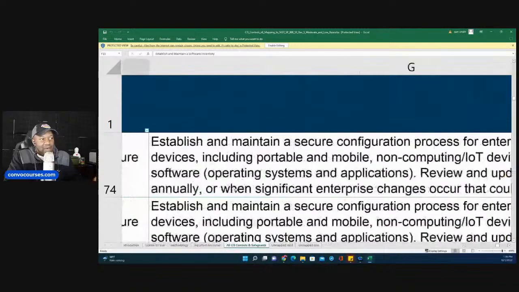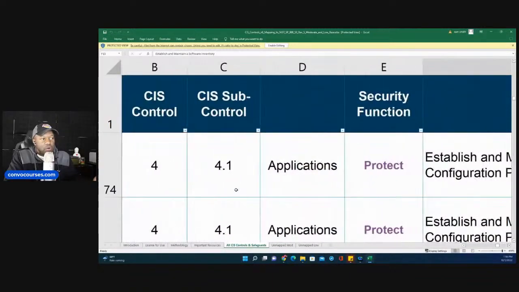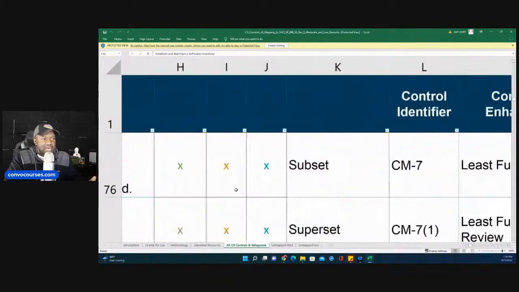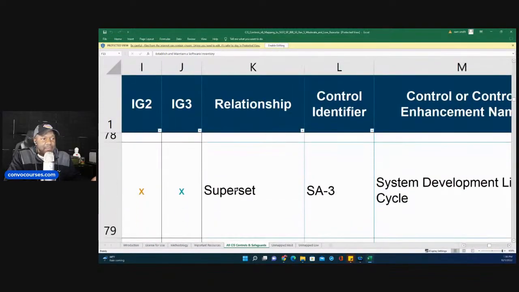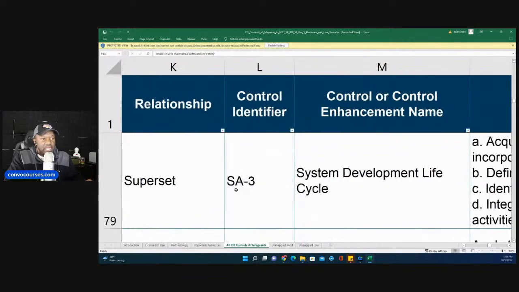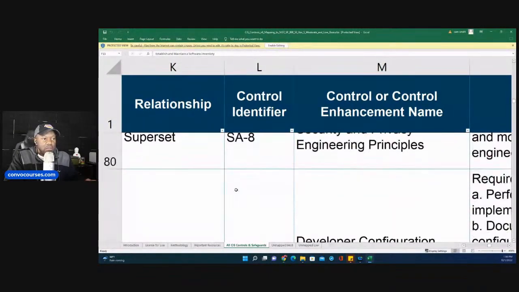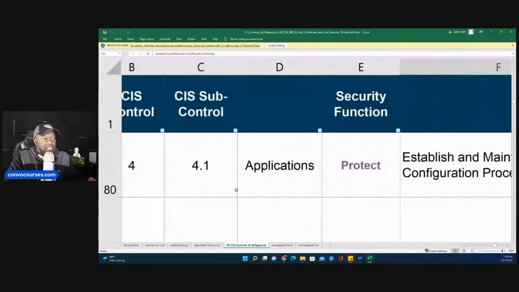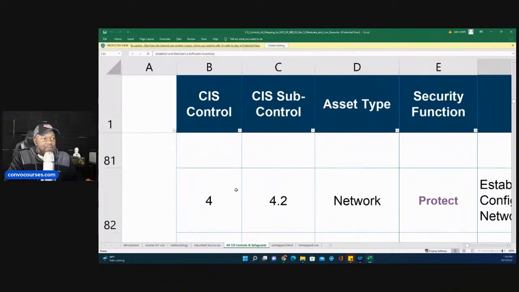So that is how CIS Control 4 maps to NIST 800. And there were a couple other ones in here. I think it was SI. What was it? We got CM controls, SA. Okay, SA3, System Development Lifecycle, and some other ones. Let's keep going here. I'm going to keep this high level.